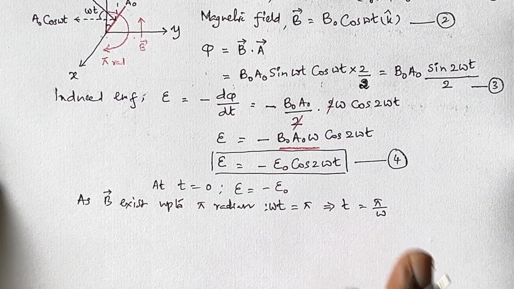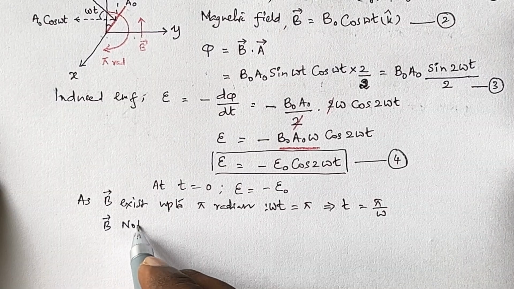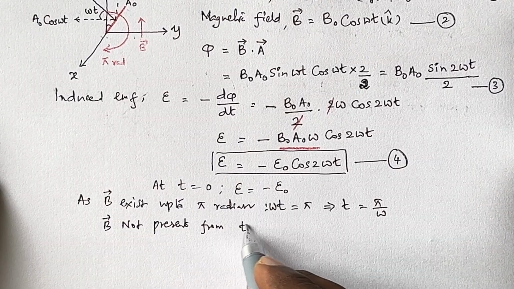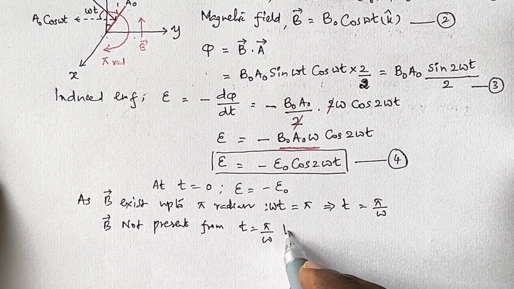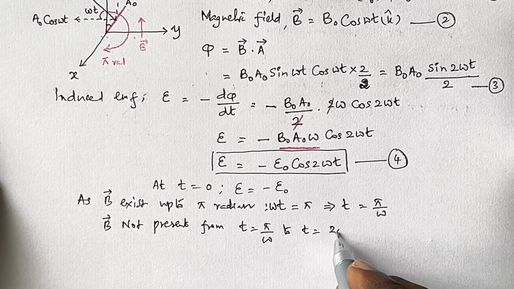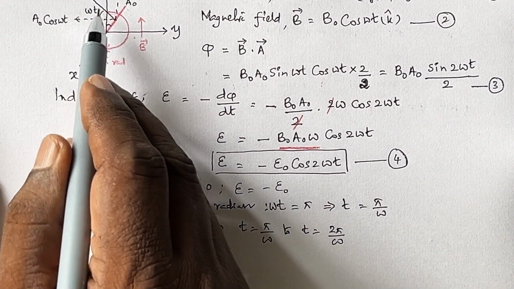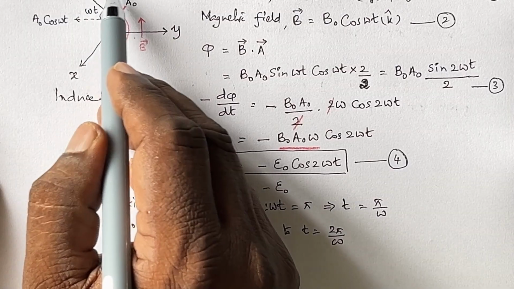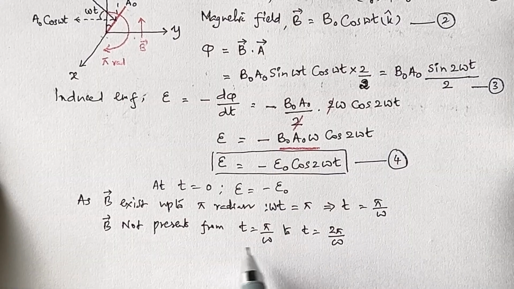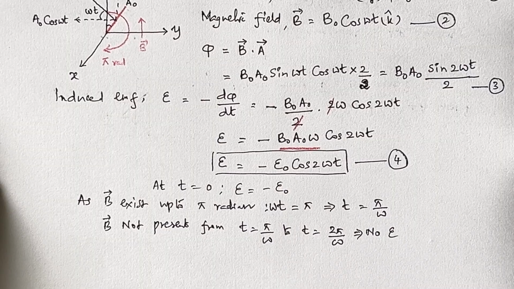Then from pi by omega, B is not present, from t is equal to pi by omega to t is equal to, completing another half circle, 2 pi by omega, right? This is pi, another half circle, 2 pi. From here it is 0. Next when you come here it is 360 degrees, which means 2 pi by omega. There is no magnetic field, which means no induced EMF.